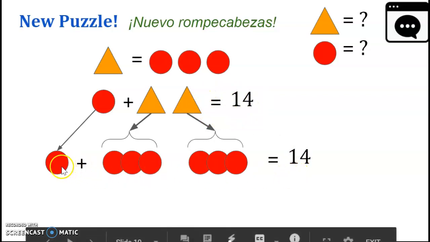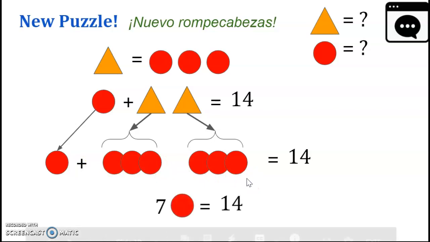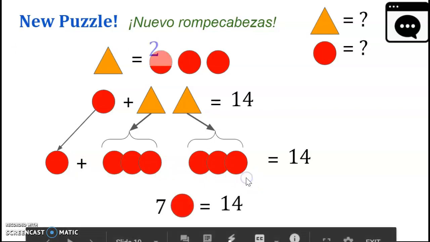So now I have 1 circle plus 6 circles, 7 circles is equal in value to 14. And from here, I can say that each circle is 2. And if each circle is 2, then the triangle is worth 6.